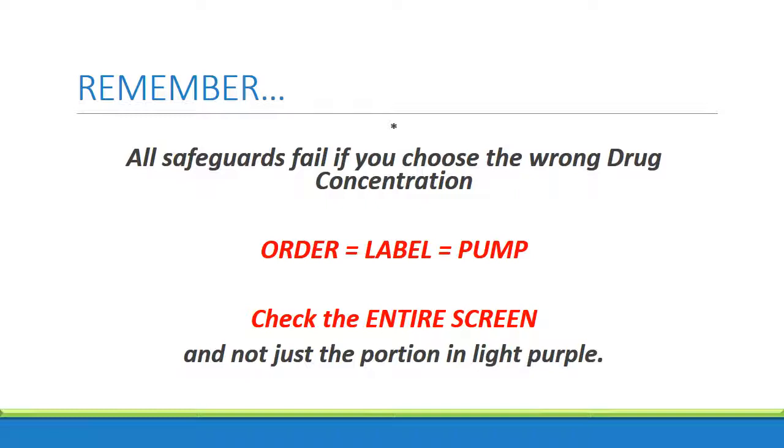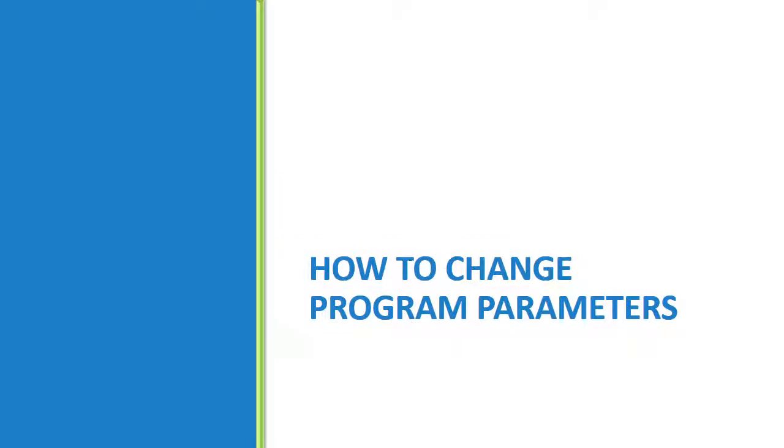Remember, all safeguards fail if you choose the wrong drug concentration. Verification includes checking the orders against the prescription label and the orders and prescription label against the programming on the pump. This is done including the entire contents of the pump screen and not just the portion where you accept values.